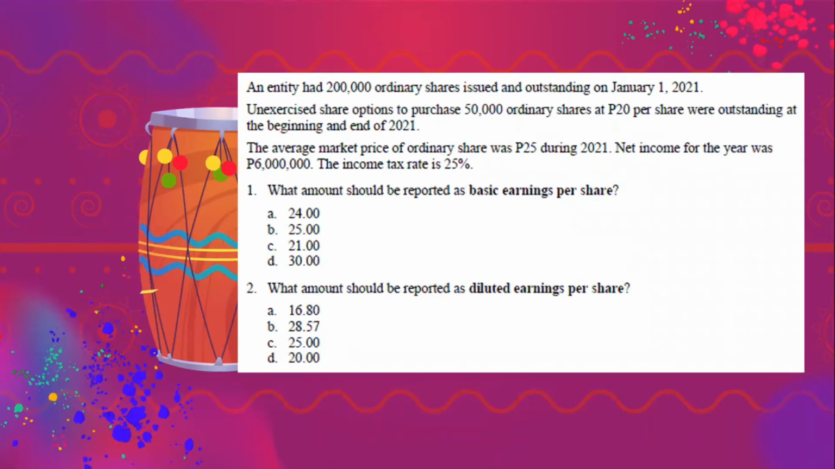An entity had 200,000 ordinary shares issued and outstanding on January 1, 2021. Exercisable share options to purchase 50,000 ordinary shares at 20 pesos per share were outstanding at the beginning and end of 2021. The average market price of an ordinary share was 25. During 2021, net income for the year was 6 million. The income tax rate is 25%.